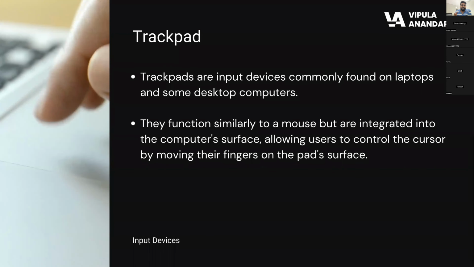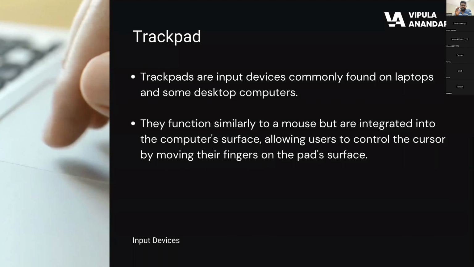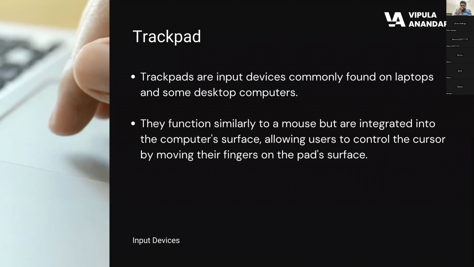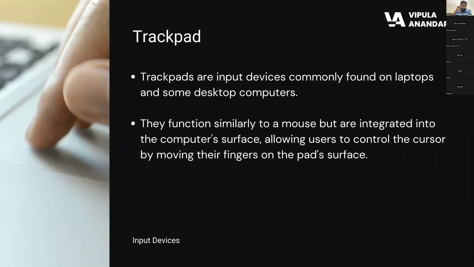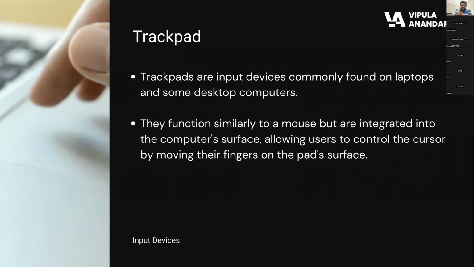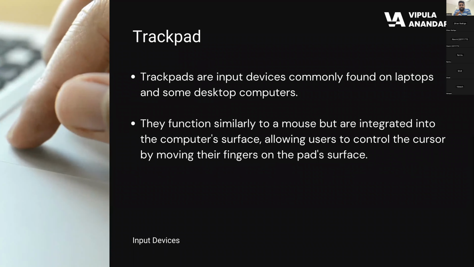A mouse is basically a device where you hold it with your hand and you have to move your hand. But in this case, you get a wide surface where you can use your finger as the cursor, so that the precision is higher compared to a mouse.